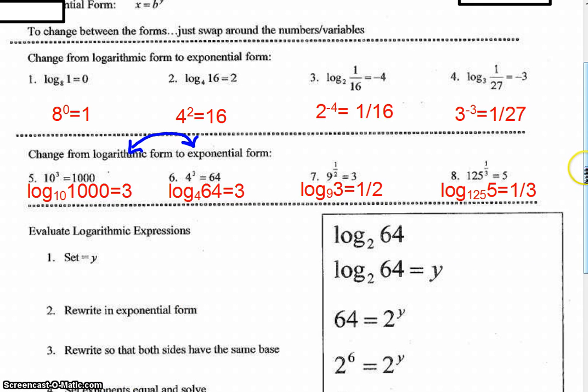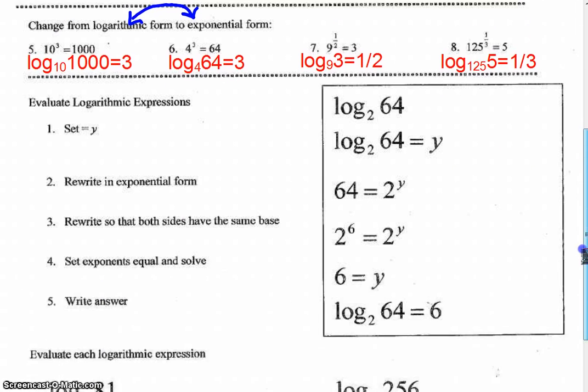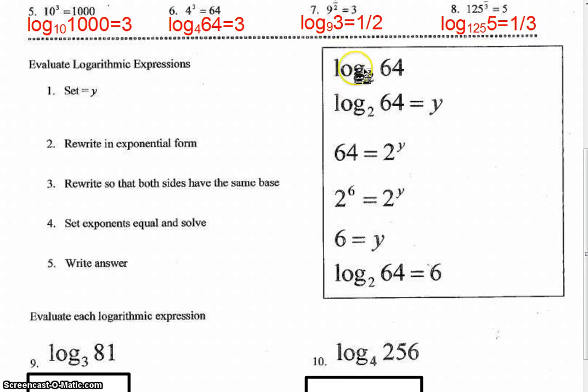Okay, so if they give you a logarithmic expression and want you to evaluate it, for example, evaluate log base 2 of 64. The first thing you want to do is set it equal to y. You just add that to the end of the problem. Then you rewrite it in exponential. The base is still the base. And you can either write 64 equals 2 to the y, or you could say 2 to the y equals 64. It means the same.